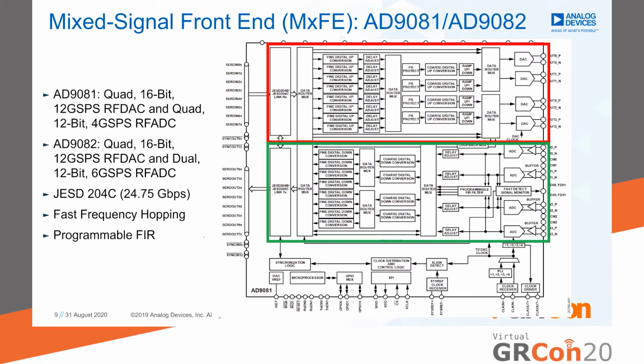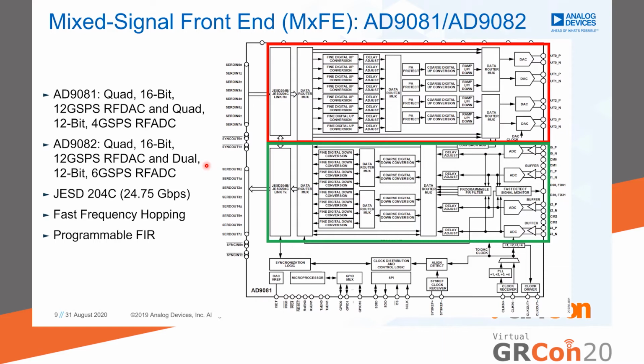So for example, let me grab my pointer here again. In the red, we have the TX or the DAC side. We have these fine up converters and coarse up converters. And then on the ADC side, we have the reverse. And we'll get into what we call channelizers later on and how you can use them for different applications.